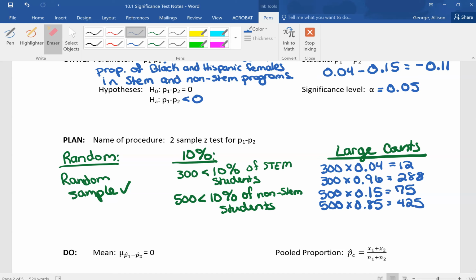So all of those are greater than or equal to 10, so we're good. So we passed our random sample, we passed our 10%, and we passed all of our large counts. So we can go ahead and move on and do the test.